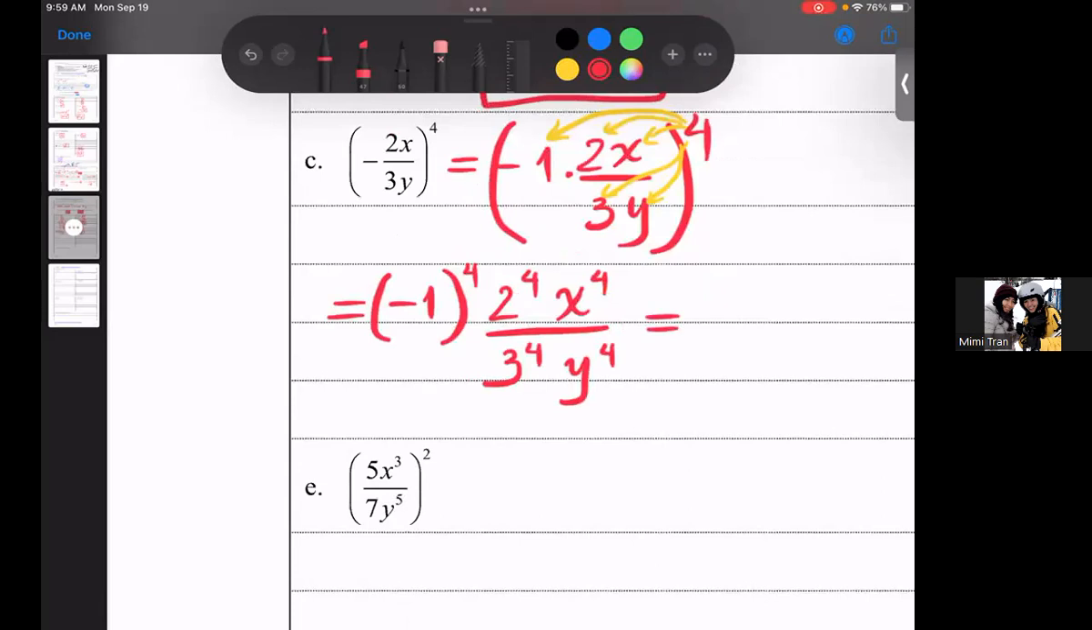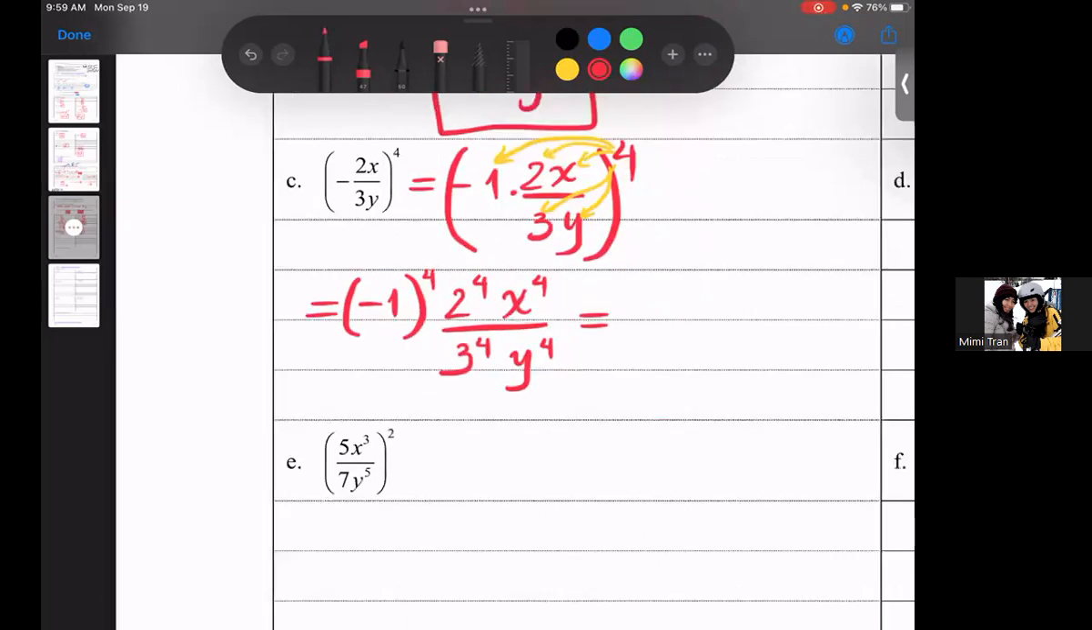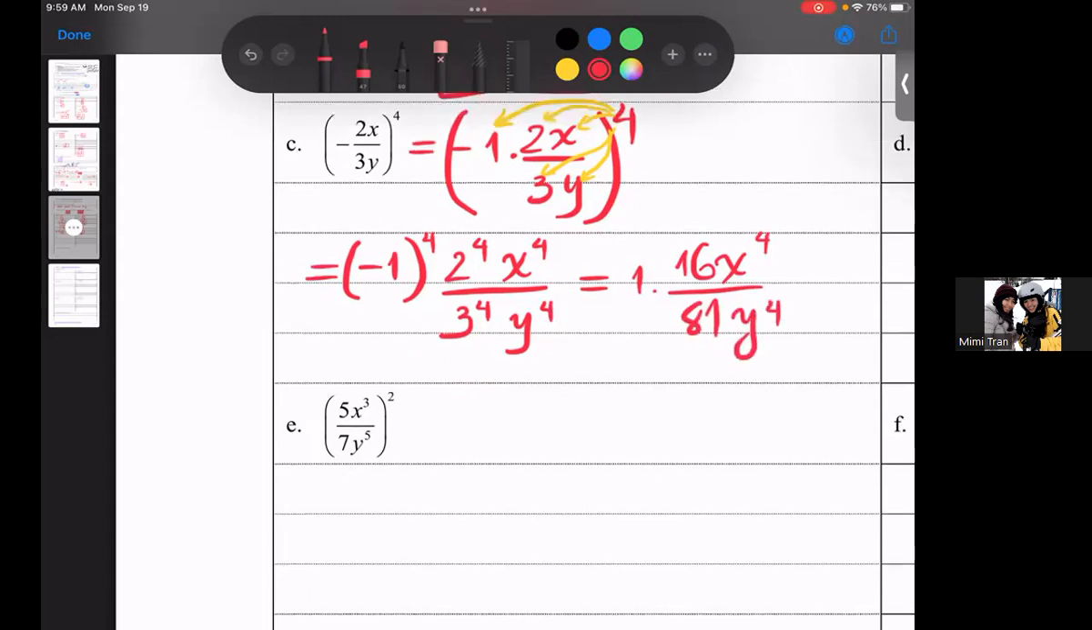What's -1 to the 4 power? Very good, thank you. 2 to the 4 is 16. Thank you. Next, 3 to the 4. Yeah, 9 times 9 is 81. Y to the 4. You can leave the 1 there, or if you don't want to, you can erase it. I'll leave it there, it's fine.